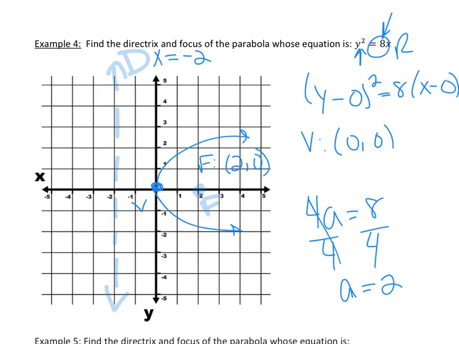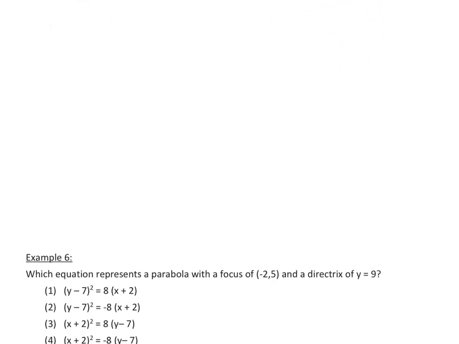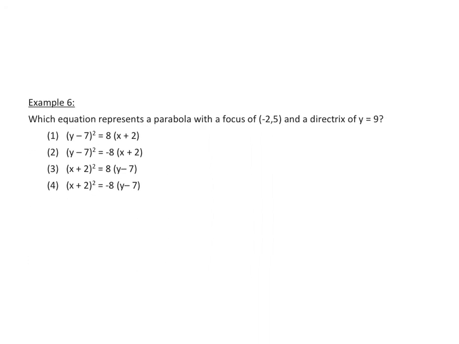Okay, so we're going to go back to this example. We're going to go to this one first. So this says which equation represents a parabola with a focus of -2, 5. So I'm going to do -2, 1, 2, 3, 4, 5. This is my focus. And a directrix of y equals 9. Of course, I don't have enough space. So let's start this over again, because 9 is way higher than I anticipated.